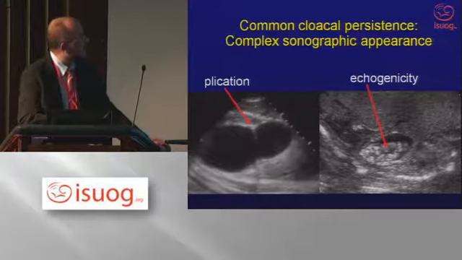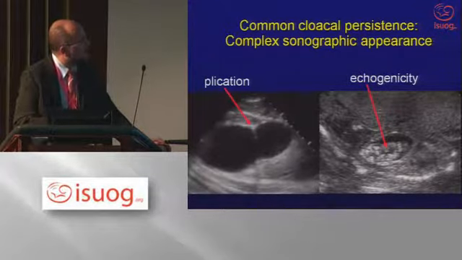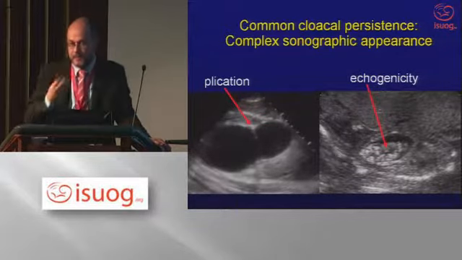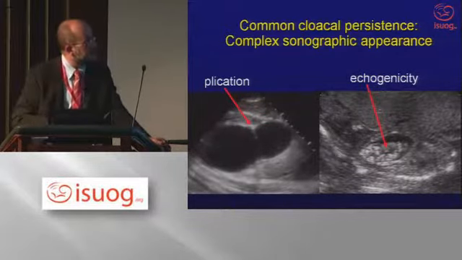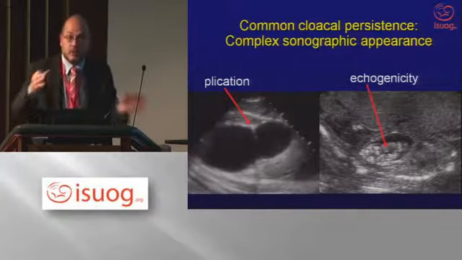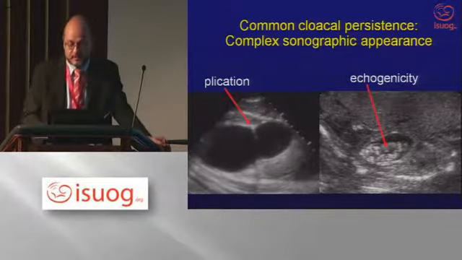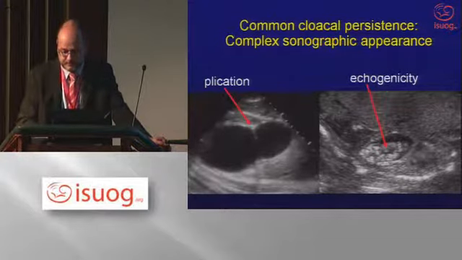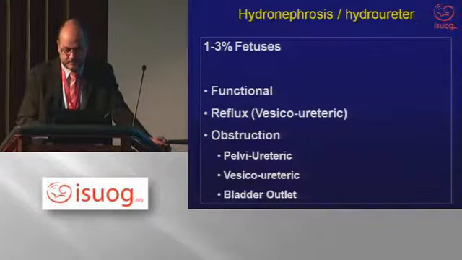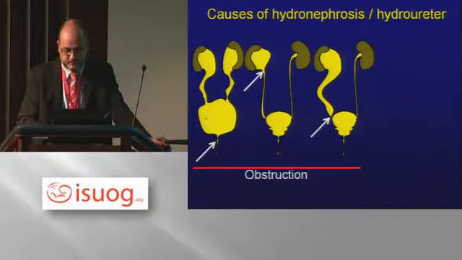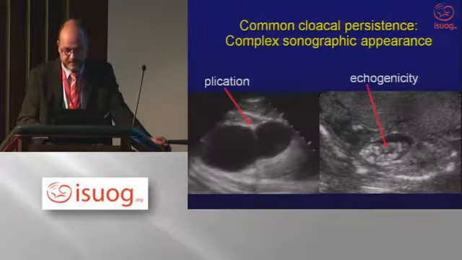In this case, you have this funny anomalous plication here. And in this is the bladder here, and you have echogenicity within the bladder. And that echogenic material is almost certainly meconium due to the common opening of bowel and urinary tract. We'll come back to that.